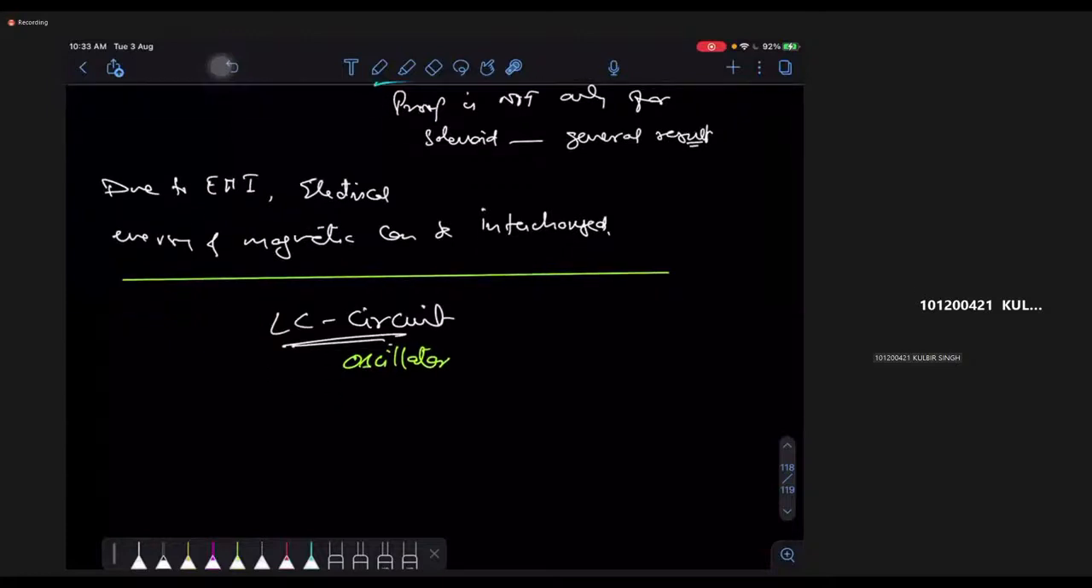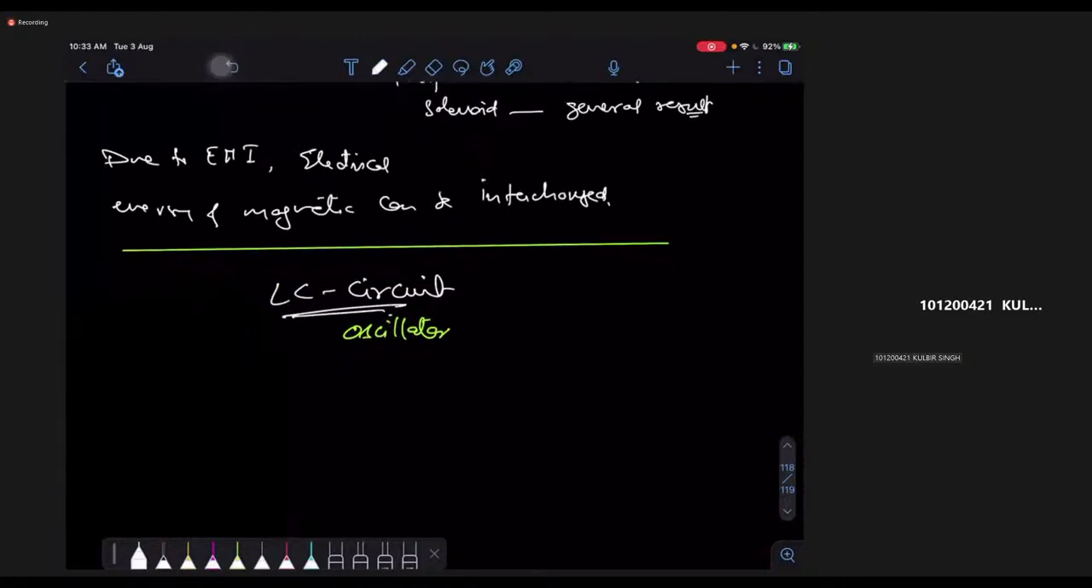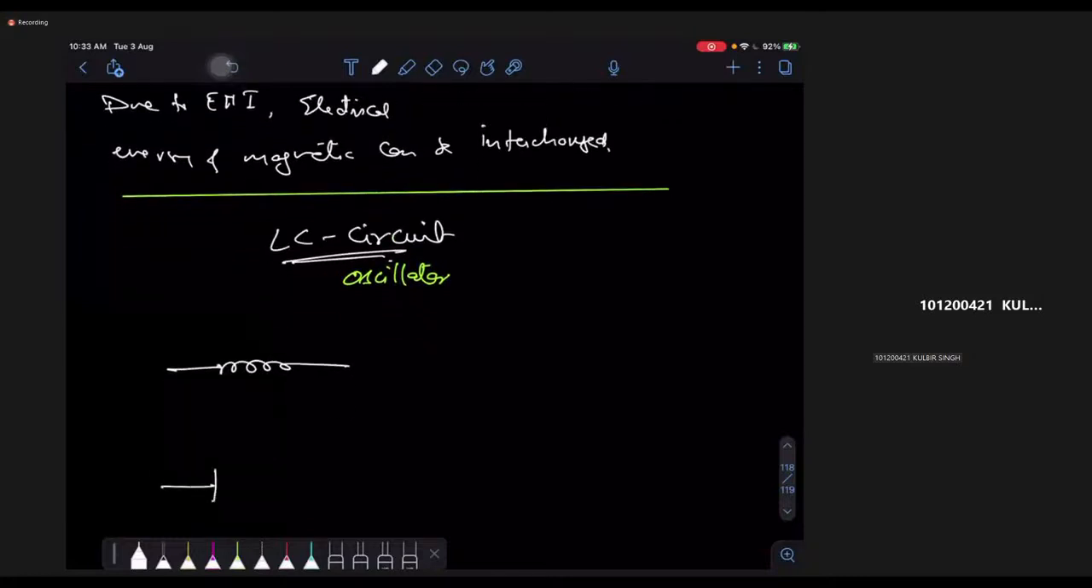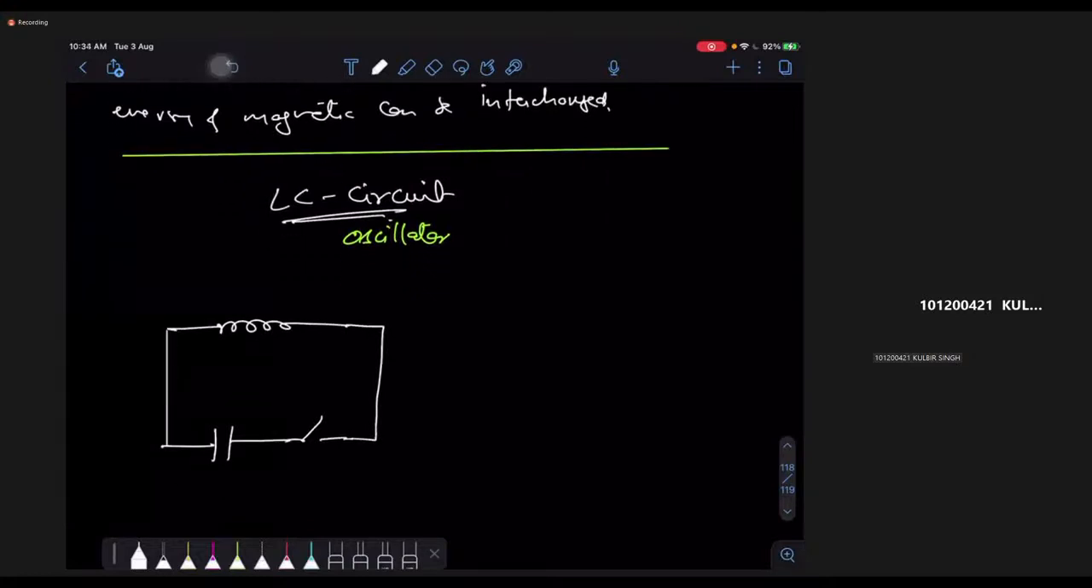The circuit is quite simple. You have one inductor and one capacitor, no battery. No resistance, no battery. So you have only an inductor and only a capacitor. In this situation, the inductor is going to store my magnetic energy, and the capacitor is going to store electrical energy.